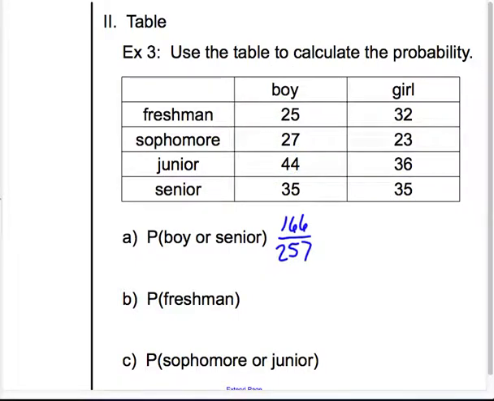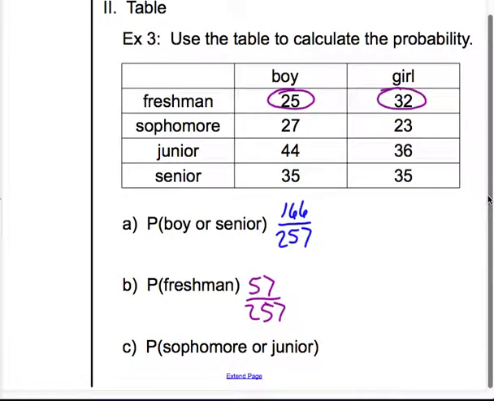All right, let's take a look at our next probability. What's the probability that we randomly choose a freshman? Well, there would be a total of 57 freshmen out of, and I already calculated the total, 257 people.